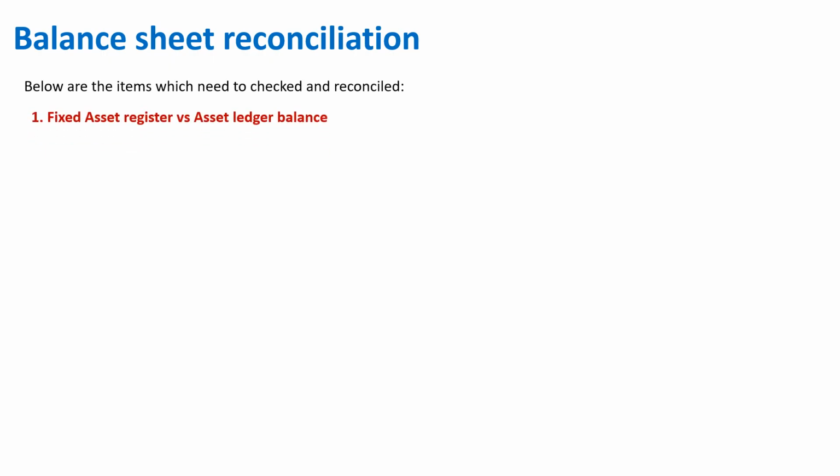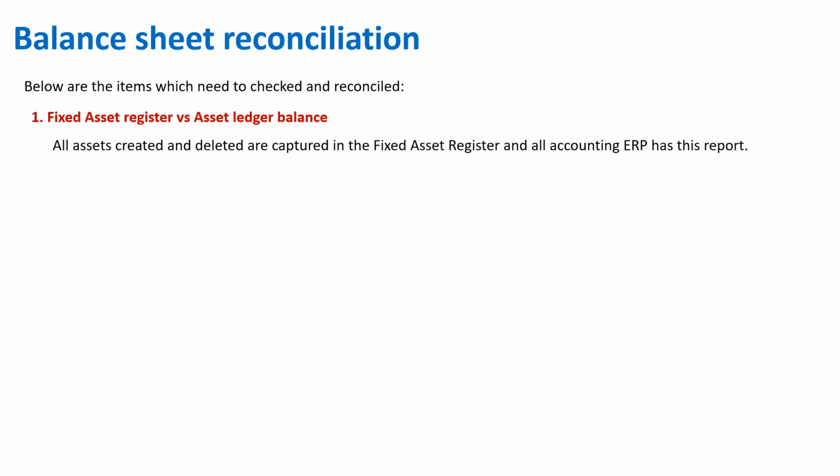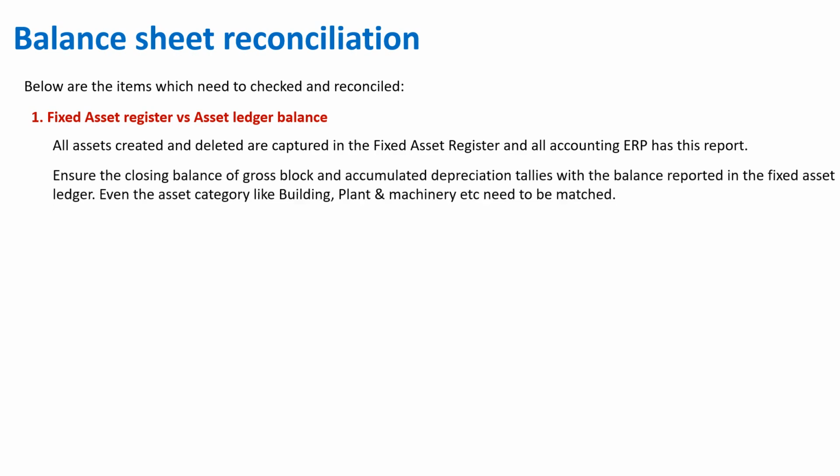Fixed asset register and asset ledger balance, right? So all assets created and deleted are captured in the fixed asset register, and all accounting ERPs have this report, right? Even your auditors will ask for this report when they start the audit. Ensure the closing balance of gross block and accumulated depreciation tallies with the balance reported in the fixed asset ledger, right? So both have to match: the fixed asset register balance and the general ledger balance, or you can say the trial balance ledger amount has to match.